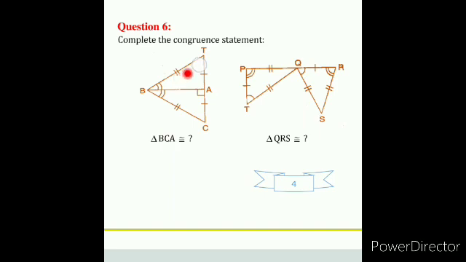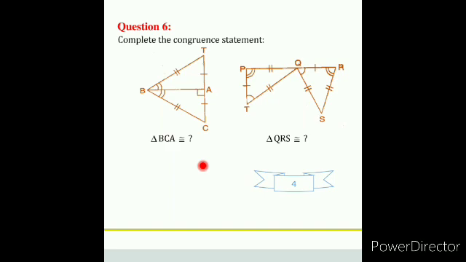Here there are two triangles. One triangle is given, named BCA. How do we name this triangle? Because these two triangles are given as congruent, how do we name the second triangle? For that, we should write the corresponding vertices.